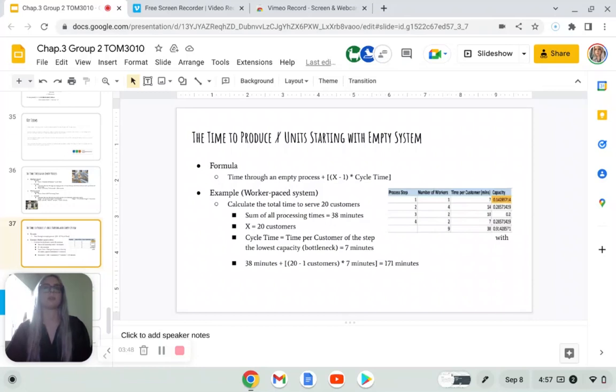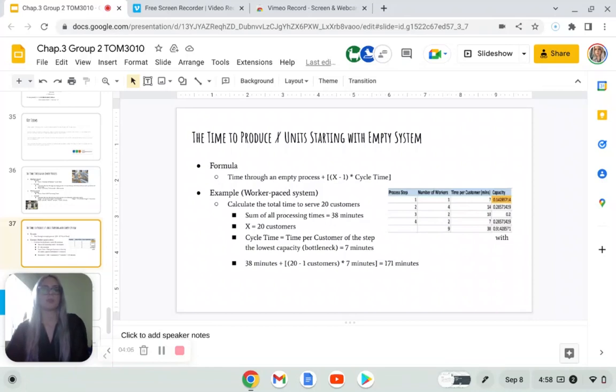So next we have the number of units. That's going to be x minus 1. We have to subtract 1 from the number of units because the first unit that goes through the system is already accounted for by the first part of the equation. So after that, we have 1 fewer units to produce.